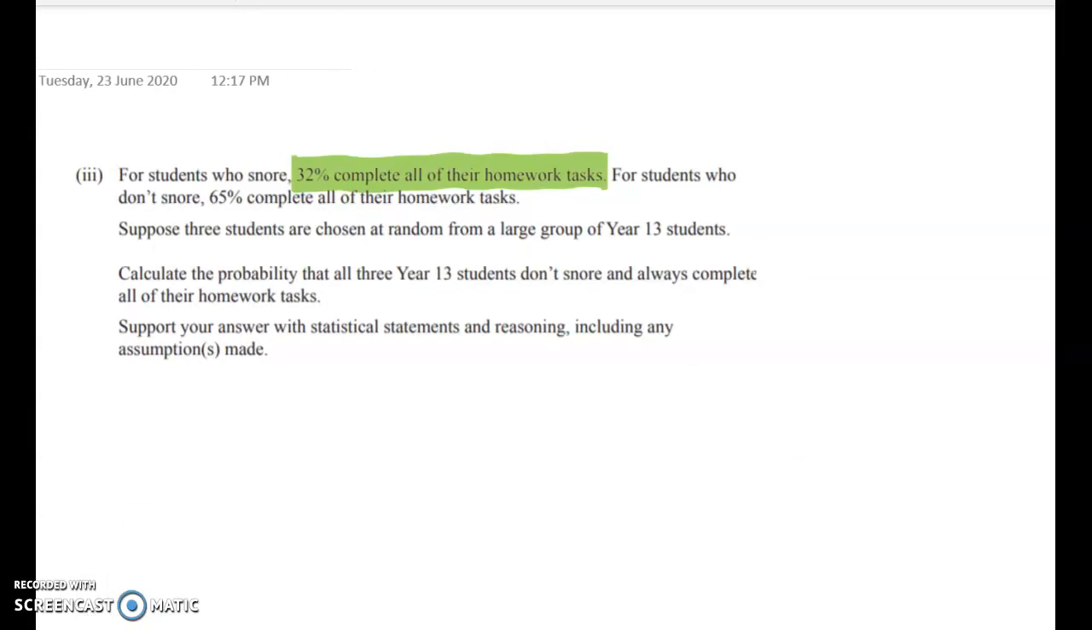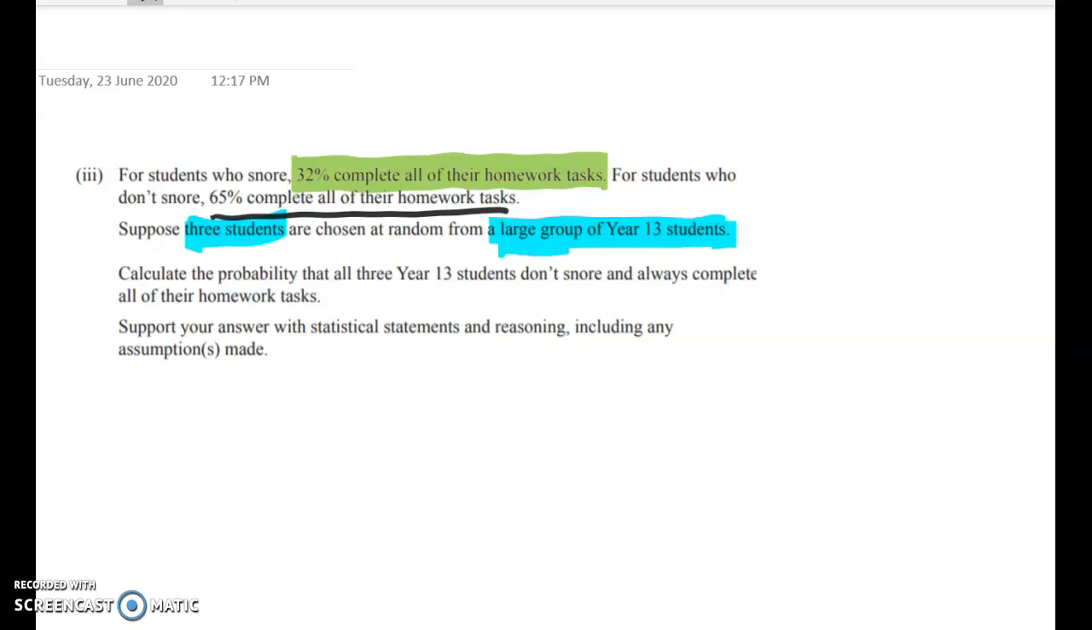Okay, so going on to the next bit, we have another thing introduced here. So for students who snore, 32% of them do all of their homework. This is a really boring question. For students who don't snore, 65% complete all of their homework. And we're supposing that 3 students are chosen at random from a large group of Year 13 students.